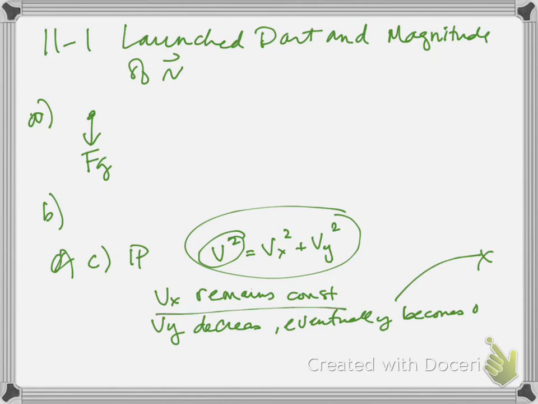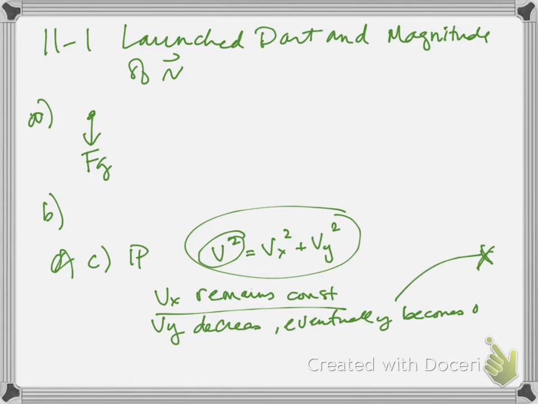Well, because Vx is never zero. So even at the top of the trajectory here, when Vy is zero, Vx is still V sine theta, whatever it was when it started going. So those are the points you need to hit for the paragraph.